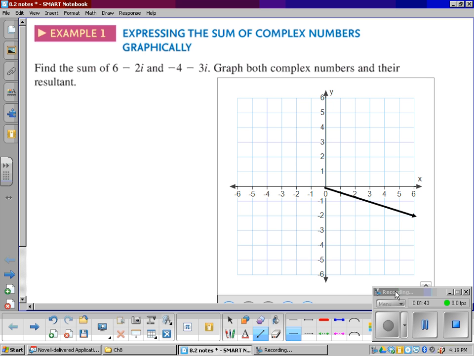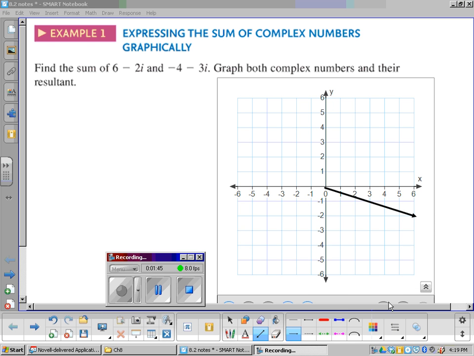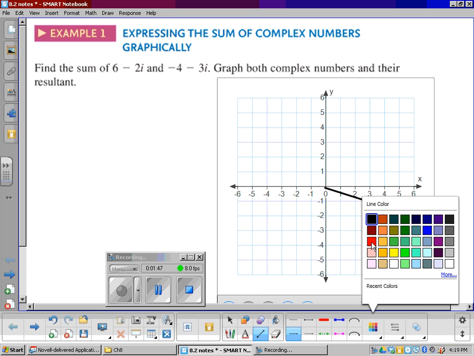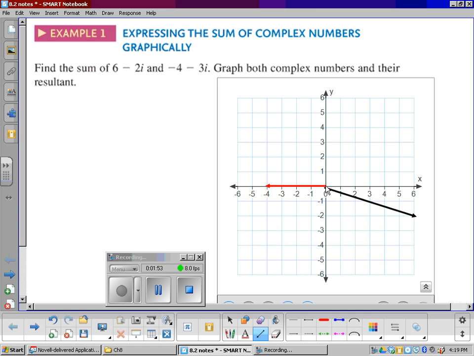Now let's change the color of our vector here, and let's draw -4 minus 3i. We're going to start at the origin. We're going to go -4 on the real axis and -3 on the imaginary axis, and that gives us this vector.